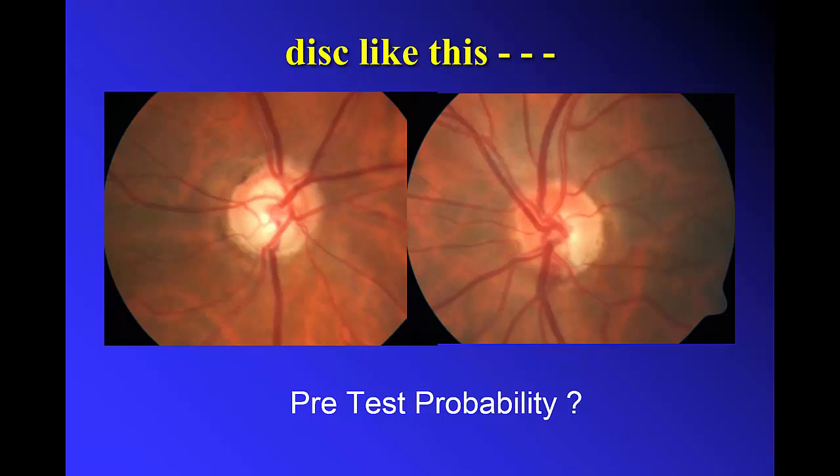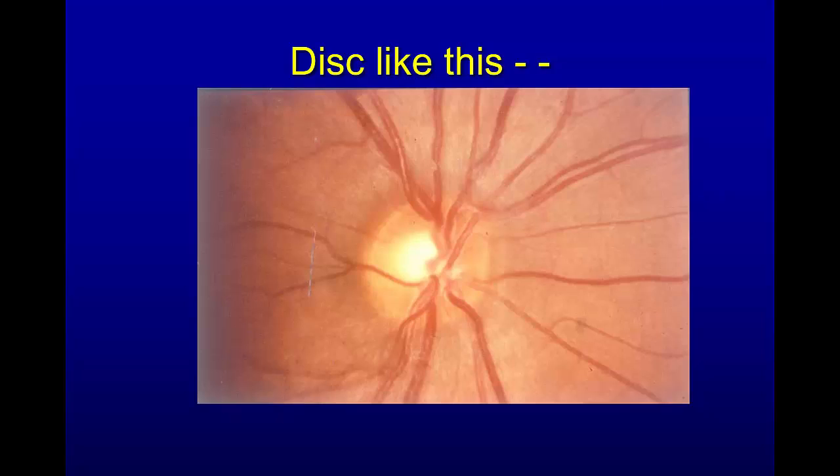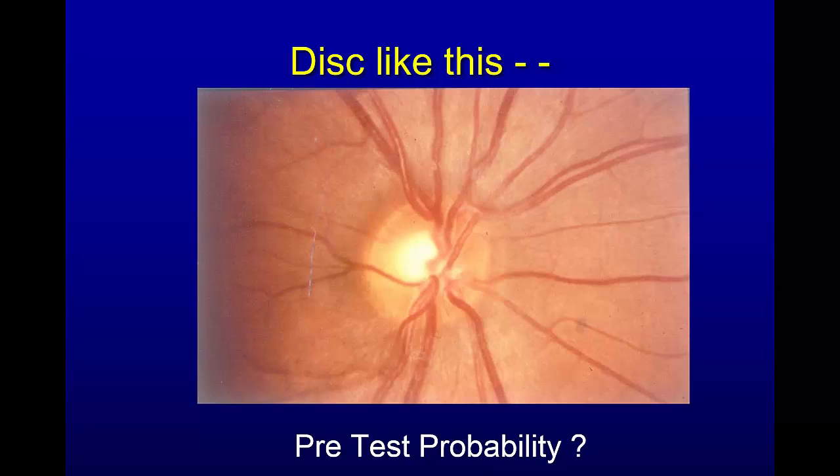So let's start with this disc. Let's say the disc looked like this, and we keep it simple. I like to use rim to disc ratios and the disc damage likelihood scale, but we'll just stick to cup disc ratios. That's what this article sticks to, so the examples are like that. So a cup disc ratio of 0.4.